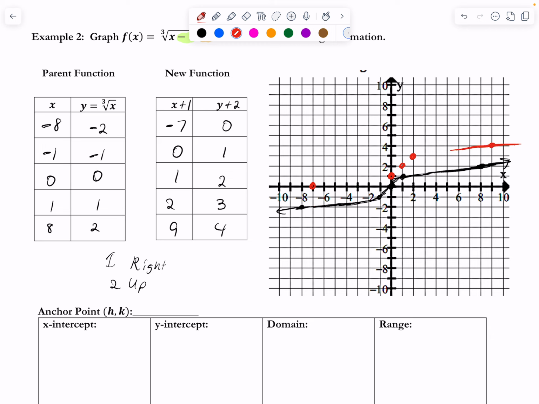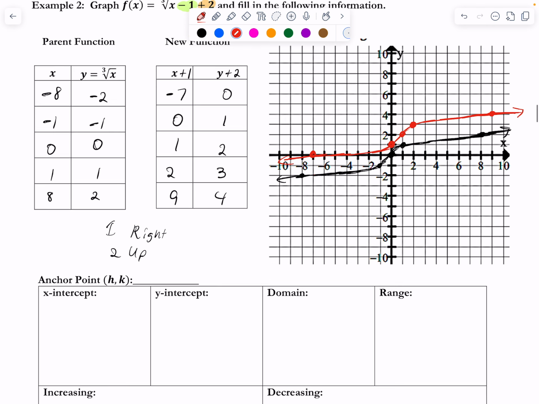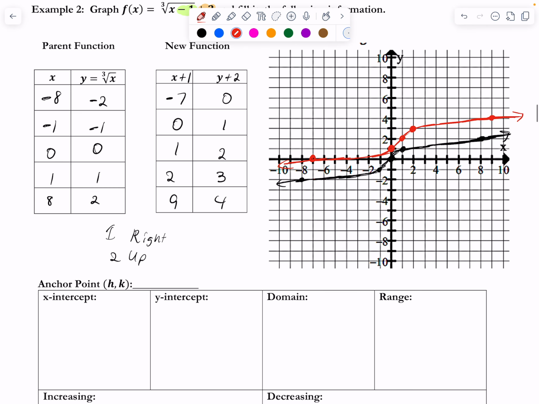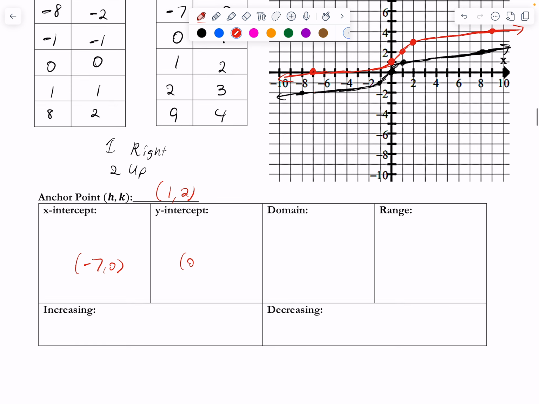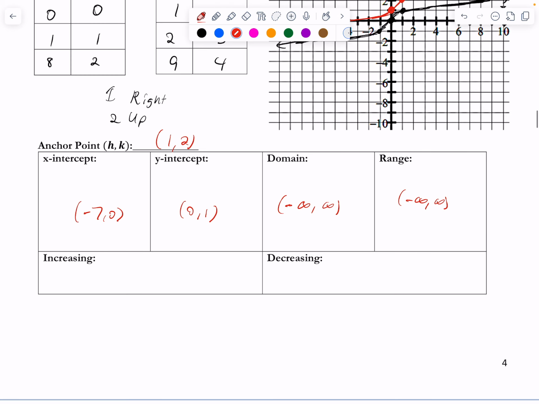All right, so it should look exactly the same, just we've moved it 1 unit to the right and 2 units up. Okay, so our anchor point is that 1, 2, right? Basically look at your shifts that you did. The x-intercept is -7, 0. For the y-intercept, it's 0, 1. The domain and range will be the same, negative infinity to infinity. And just like before, it's increasing the entire time. From left to right, the y values are getting larger, never decreasing.